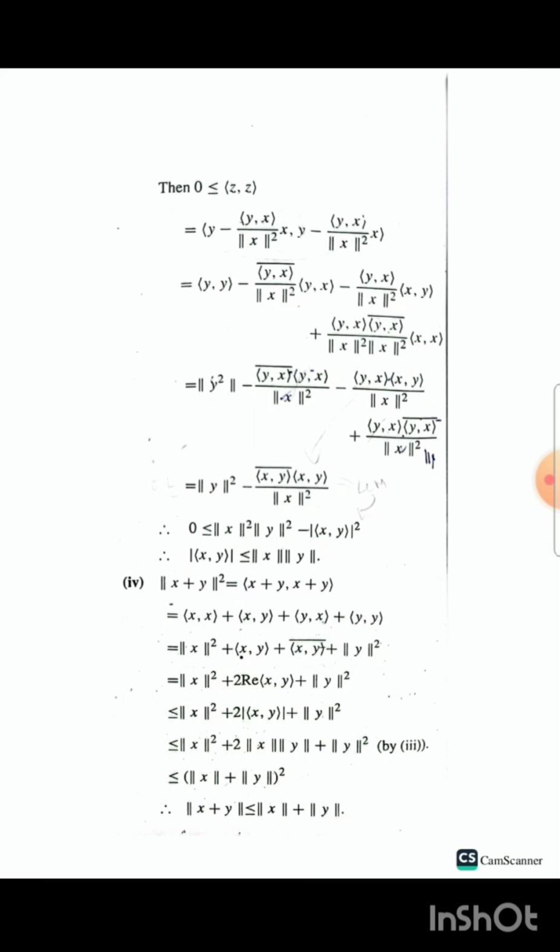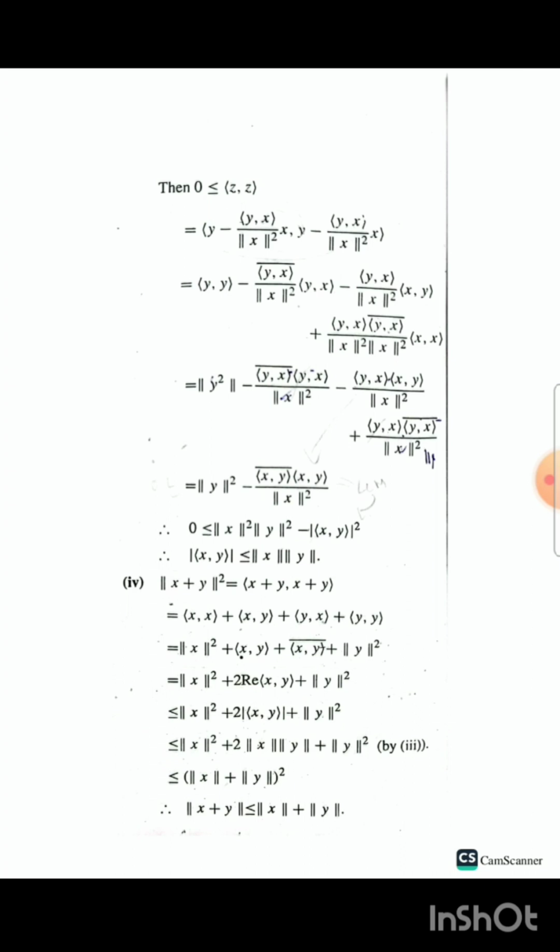So then the inner product z comma z is less than or equal to 0. So we are applying z values into the inner product z comma z. So it becomes inner product of y minus inner product of y comma x divided by norm x squared into x, comma, y minus inner product of y comma x divided by norm x squared into x.